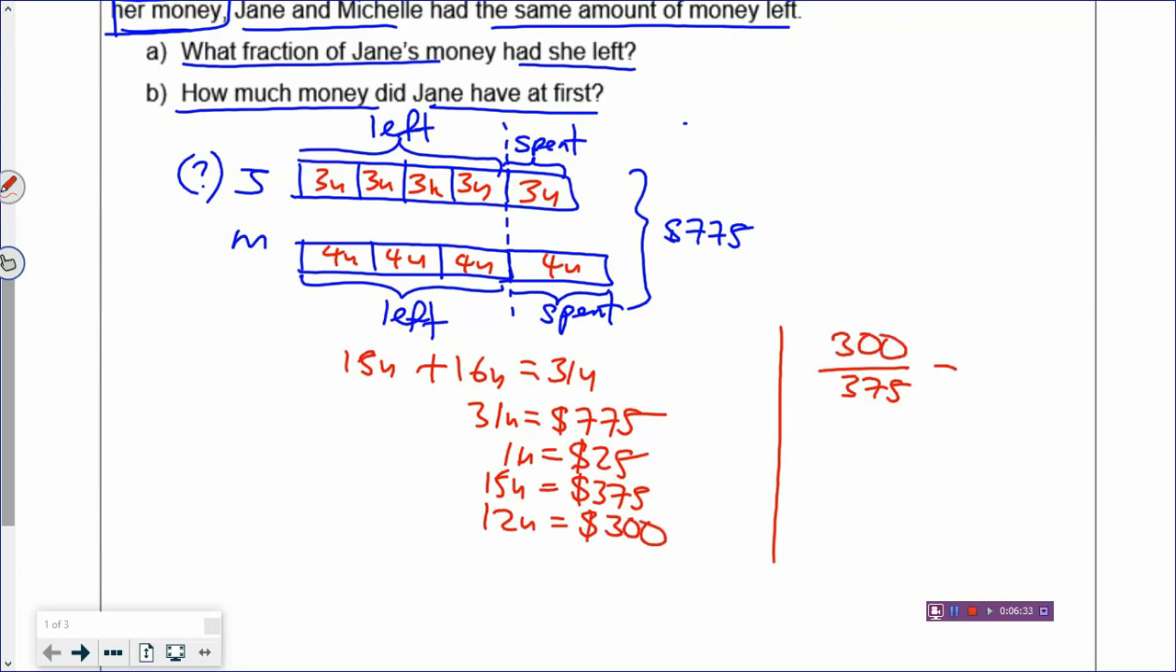And then you key in the fraction into your calculator and you get the simplest form. So 300 out of 375, and that will be 4/5. So she had 4/5 of the money left. That's your part A already. So how much money did Jane have at first? You also got the answer, which is 15 units, which is 375. So you can see that you have killed 2 birds with 1 stone. So part A, Jane has 4/5 of the money left, and part B, Jane had $375 at first, and that's it.